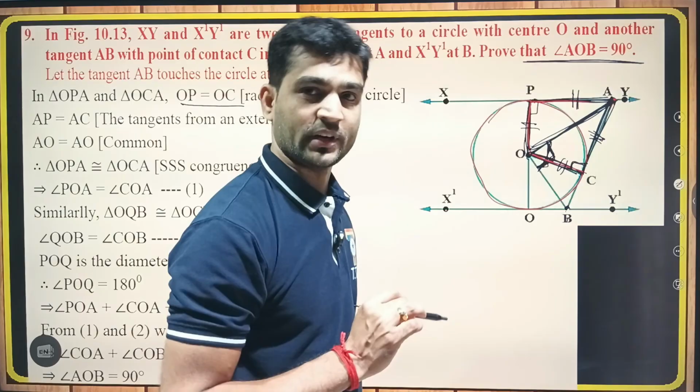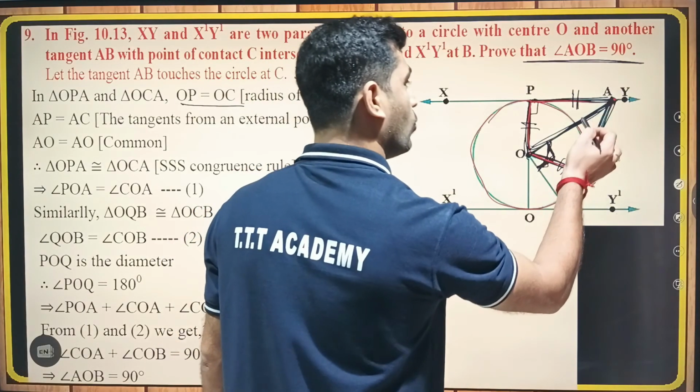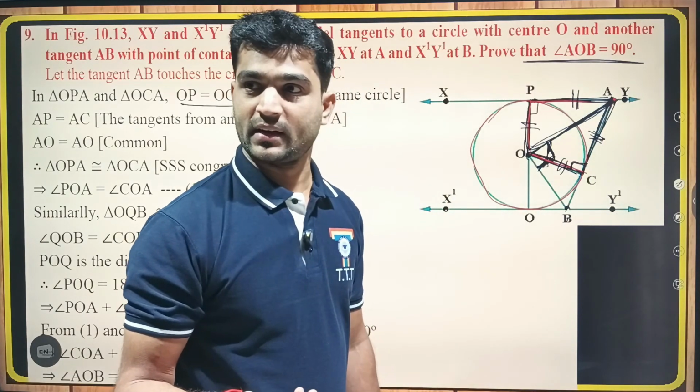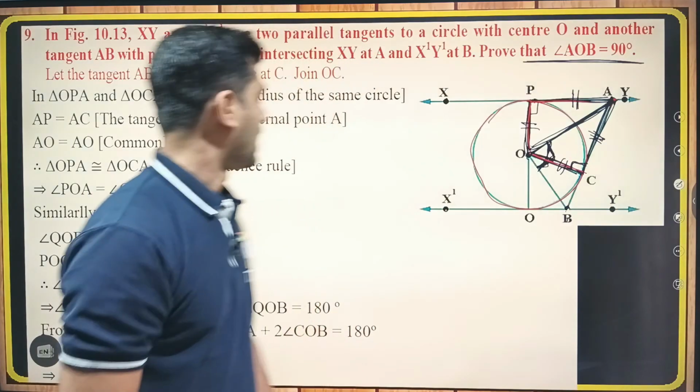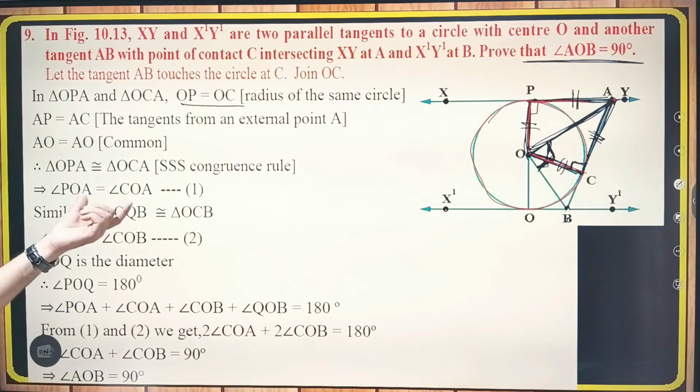OA is common for both the triangles. Therefore OA should be equal. And if that is equal, according to that condition, the angles should be equal. The SSS condition, which we studied in the triangle chapter. Correct?